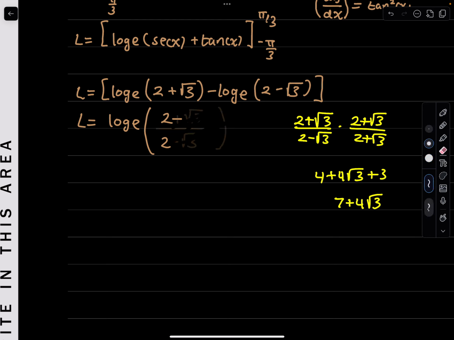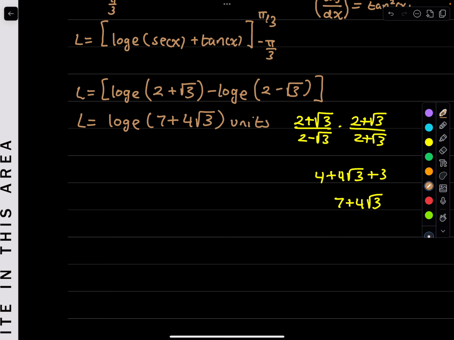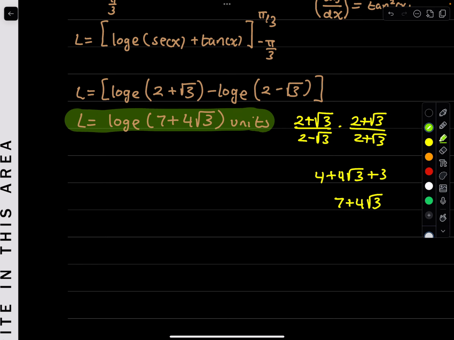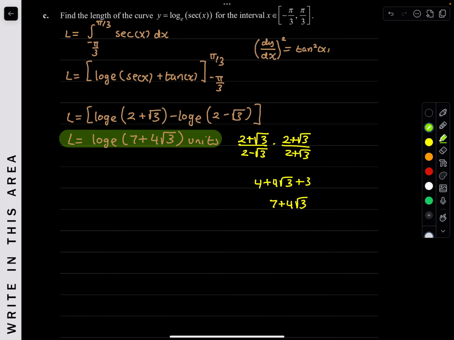Done. We can rewrite this whole expression: log e of 7 plus 4 root 3. Done. That's your length unit. I hope that's right, if I have not made any mistake here. Done.